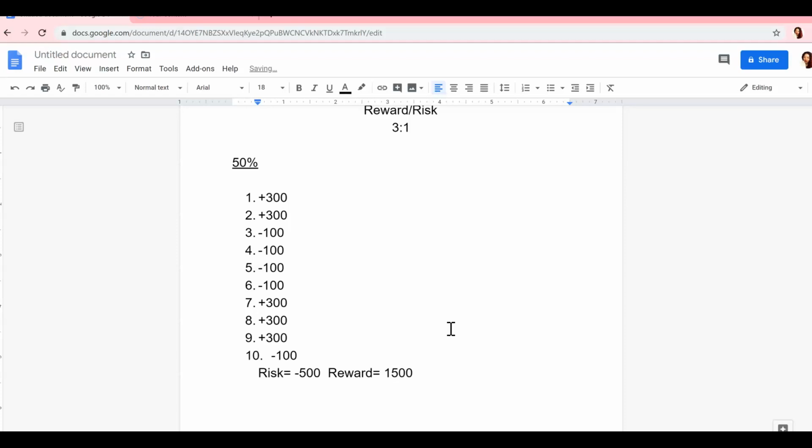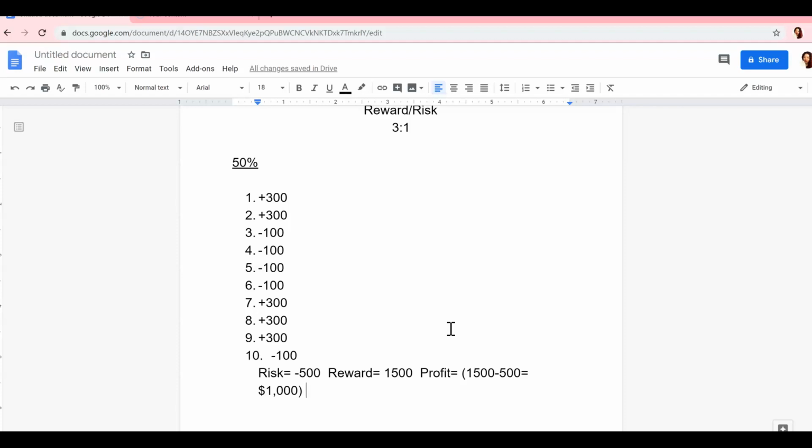So we go over here and we're going to tally. We got to get our profit. What was our profit? So we're going to take our winning amount minus what we lost, which is that $500. And that gives us a profit of $1,000. And that's with a 50% win rate.